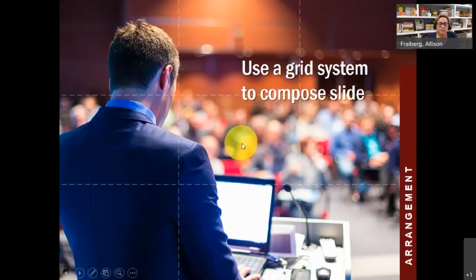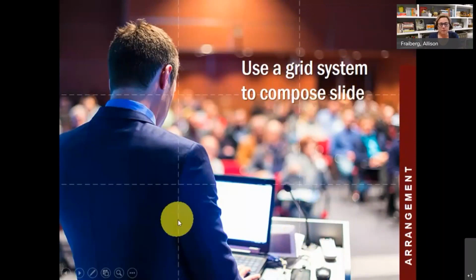Try to use a grid system to compose your slide. You notice these dotted lines here? You see them on your phones all the time. It's the rule of thirds, a basic photography principle. So if you divide your slide up into this kind of Brady Bunch formation here, what you want to think about is, see where those intersections are? Those are going to be your focal points.